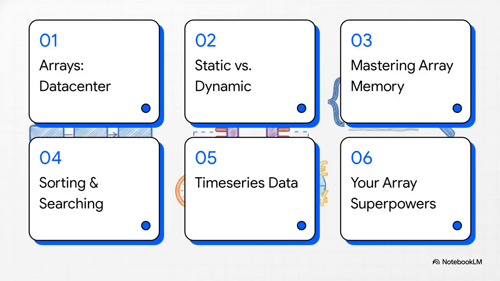Okay, so here's our game plan for today. We're going to start with the basics, what an array even is and why it acts like a little data center for your trading bot. Then we'll get into the two main flavors, static versus dynamic. From there, we'll get our hands dirty with memory management, super important for keeping your bot speedy. We'll look at how to sort and search for key data, and then we'll get to the real magic, handling time series data so your code actually thinks like a trader.